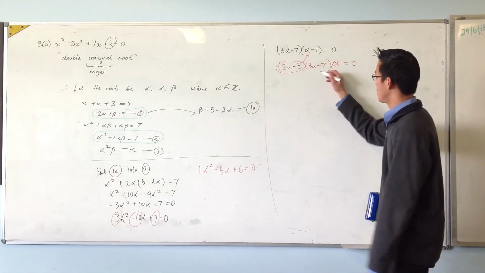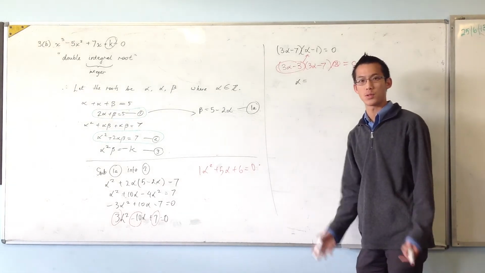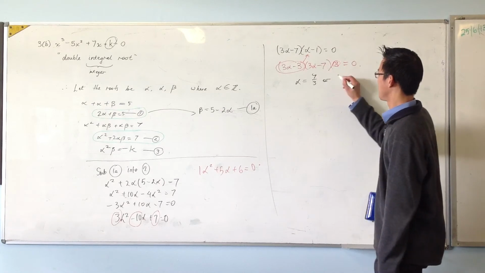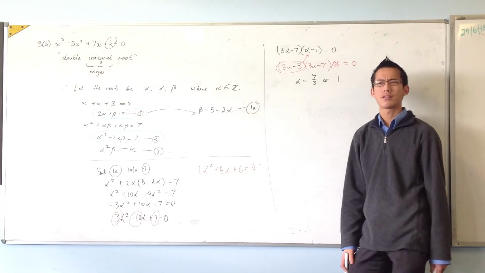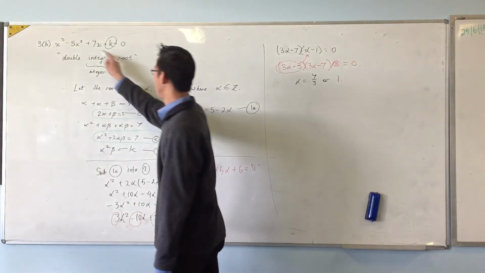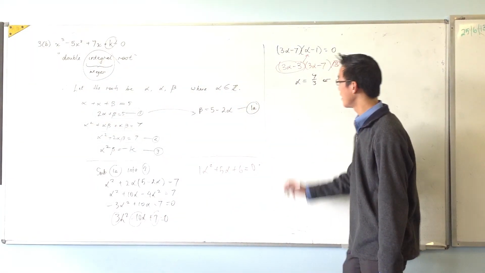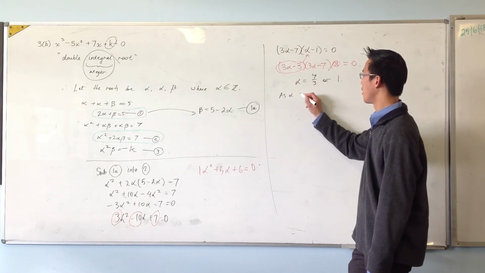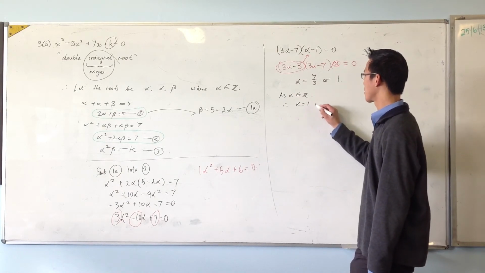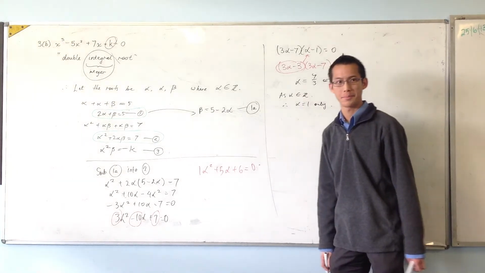Right, let's come back to the question. Alpha, therefore, is equal to? Right, okay. So now what? Alpha is supposed to be an integer. Good. So just come back to what the question told you. As alpha is an integer, therefore, it's equal to that. All right.